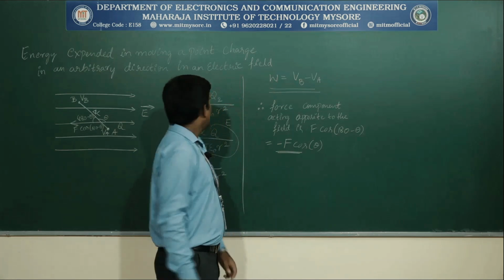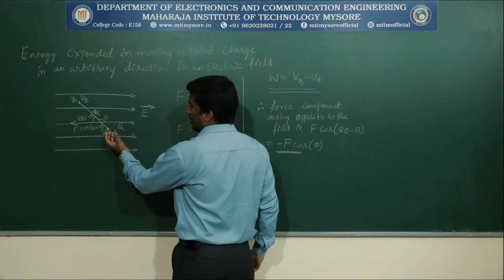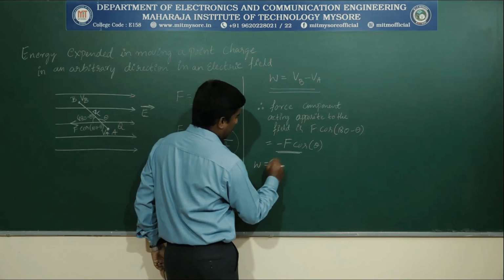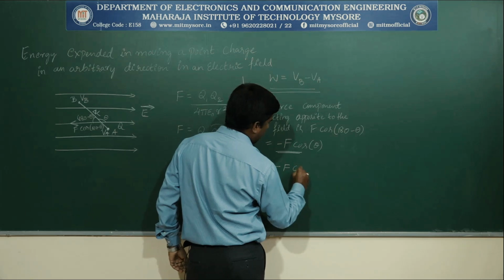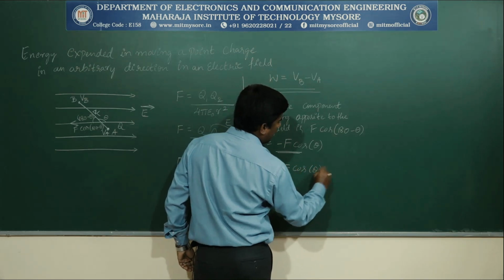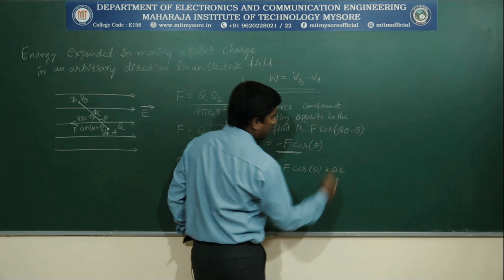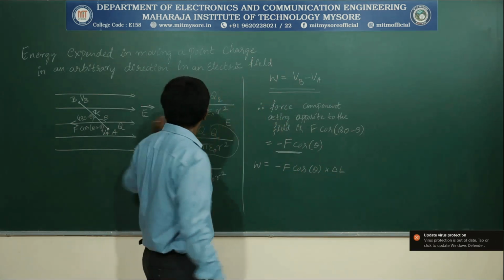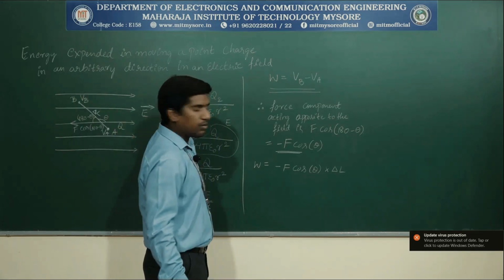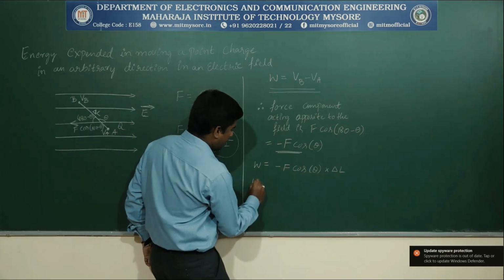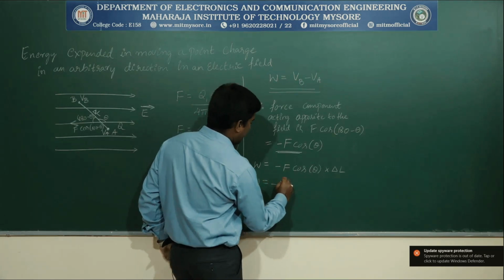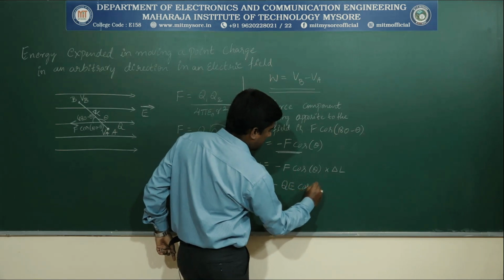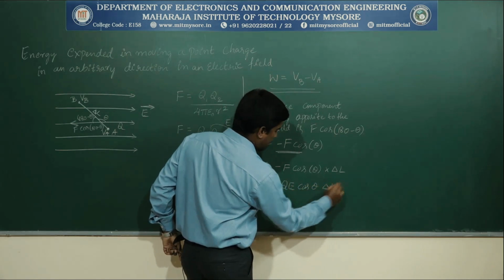Now the amount of work done in bringing a charge from A to B, that is W, is equal to minus F cos theta into delta L, the force times the length travelled from one point to another point. Therefore W can be represented as minus F, which is equal to Q into E, cos theta into delta L.